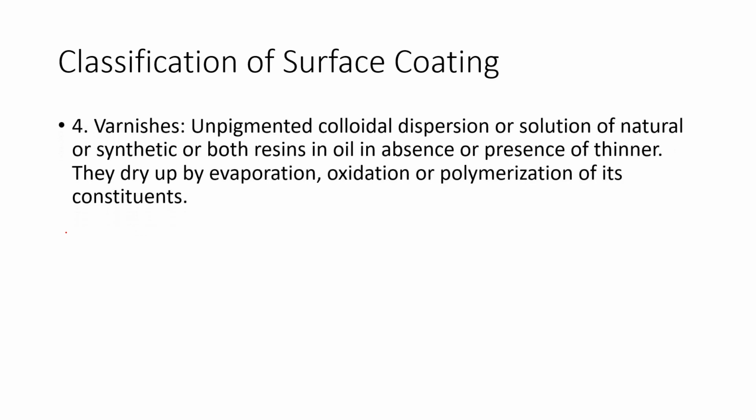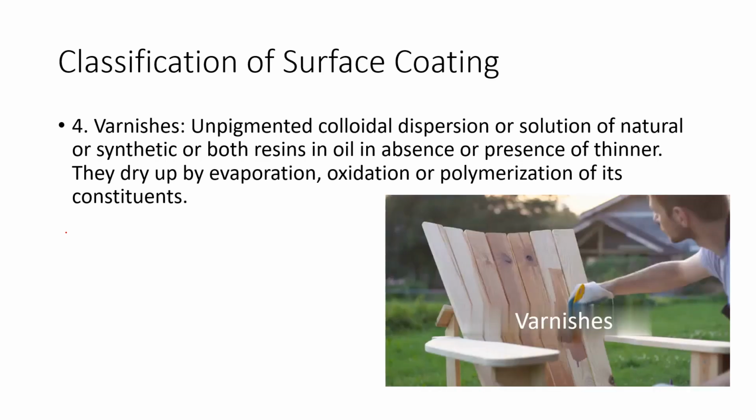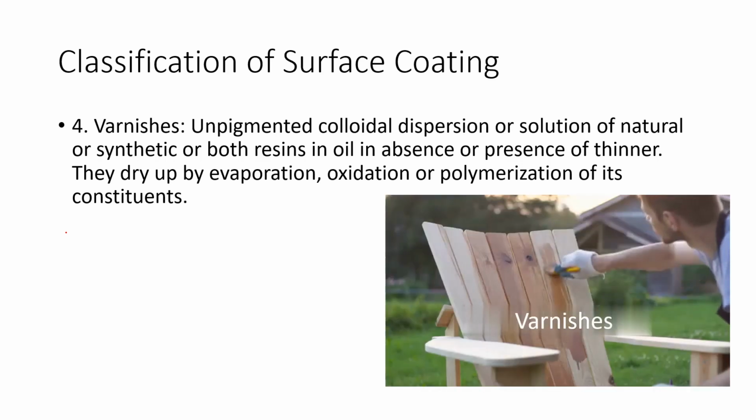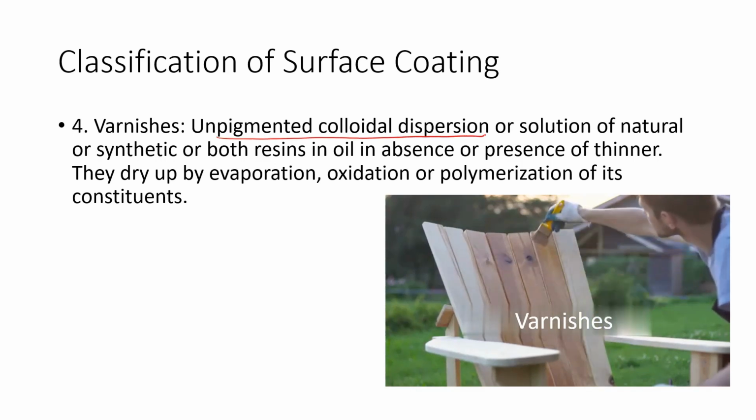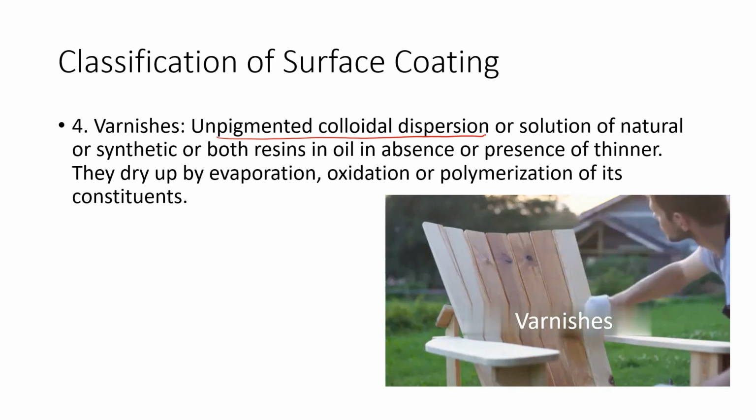So these are fourth classification, that is varnishes. So what are actually varnishes? Varnishes are actually unpigmented, means there will be no pigment or no color. So these are unpigmented colloidal dispersion or solution of natural or synthetic or both resins in oil in absence or presence of thinners. So thinner can be present here or thinner cannot be present here.